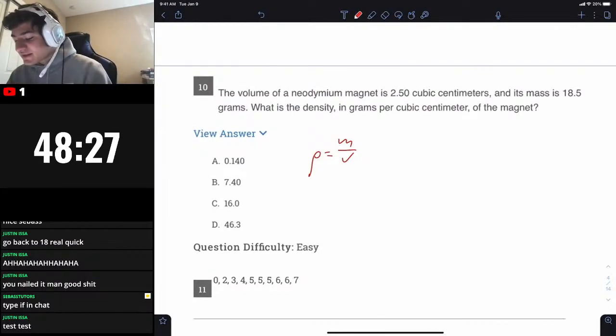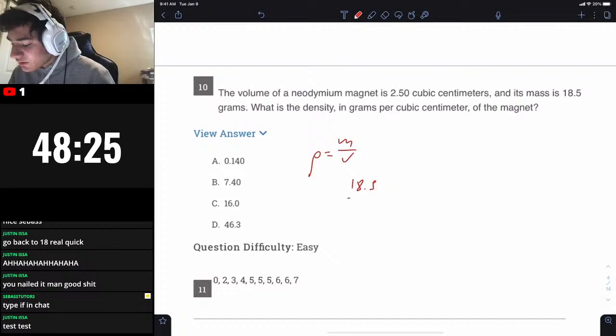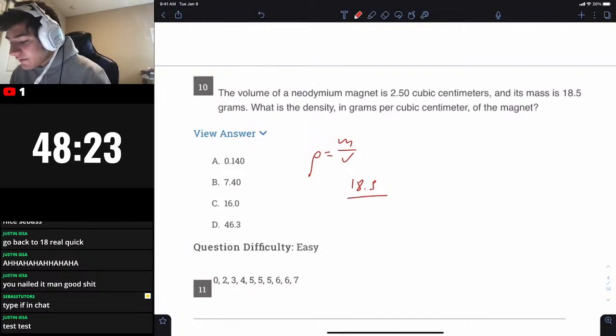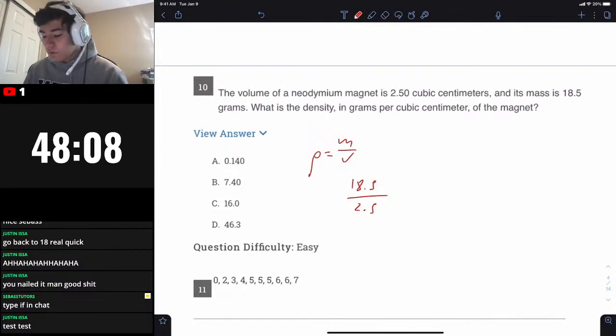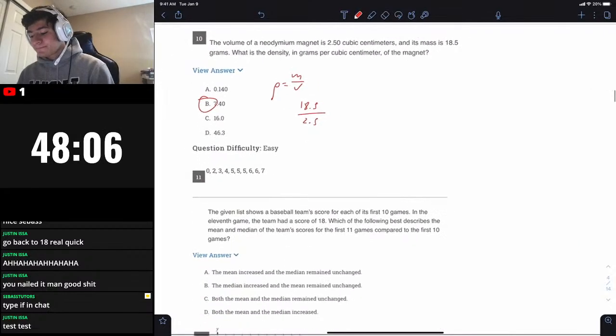So we said the mass is 18.5. Wow, they're doing a lot of density problems these years. And then the volume is 2.5. So we're going to put that in my calculator real quick. So I got 18.5 divided by 2.5, which is going to turn out to be 7.4, and the answer will be B.